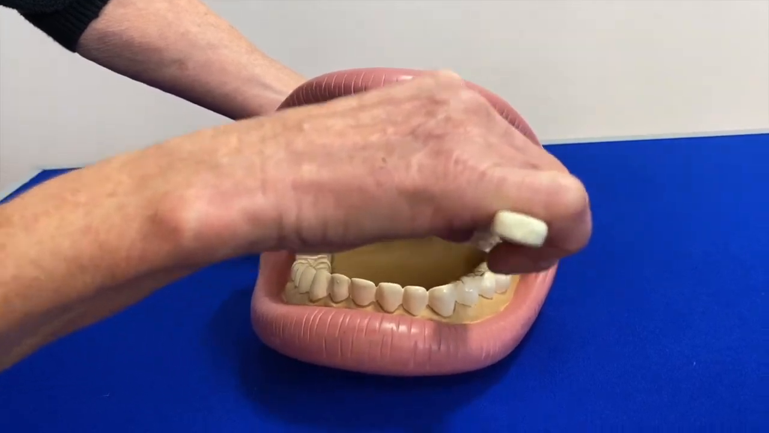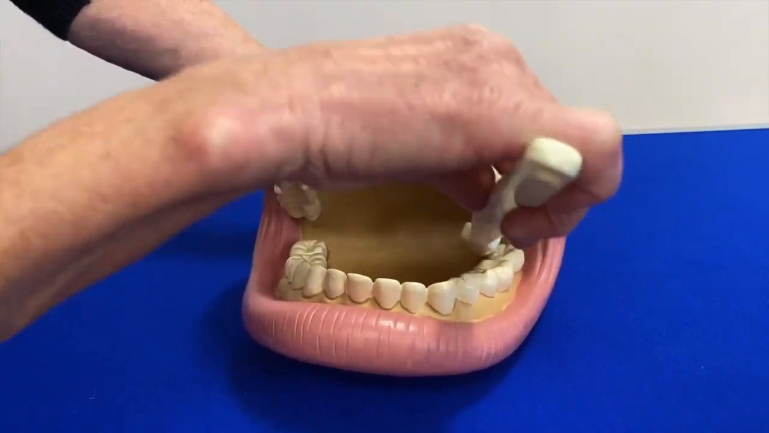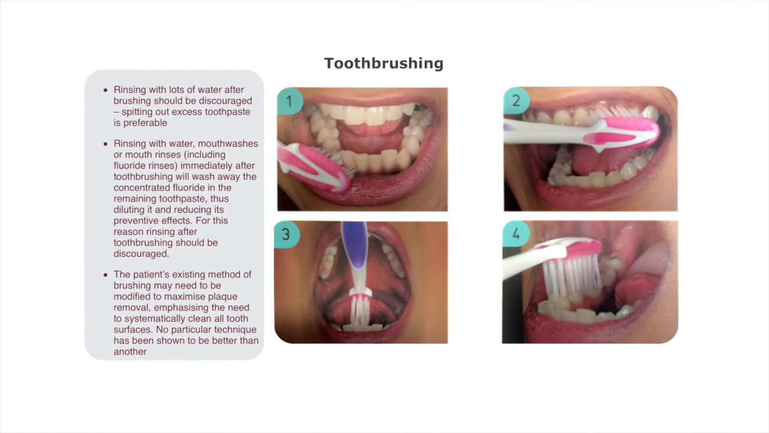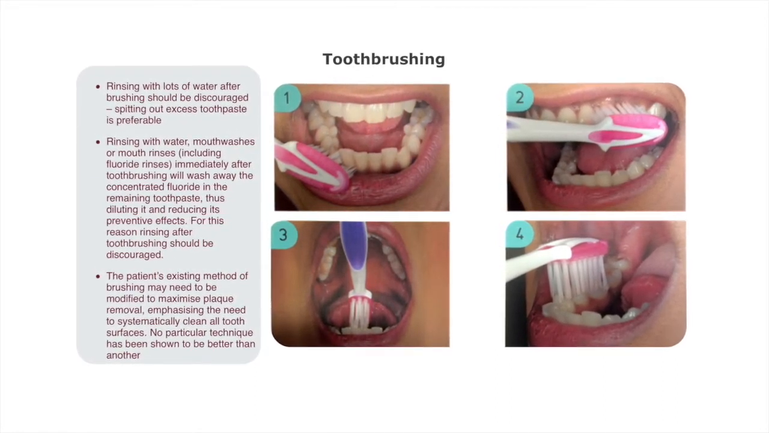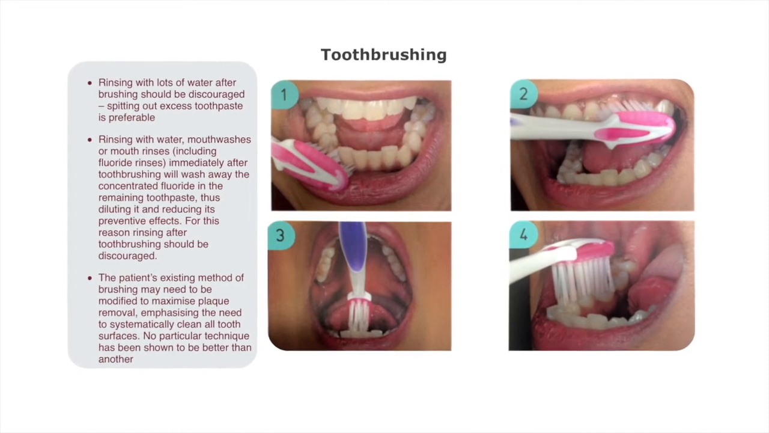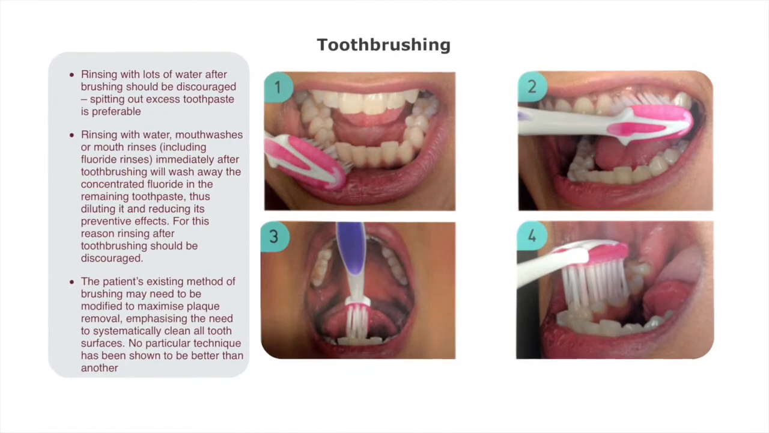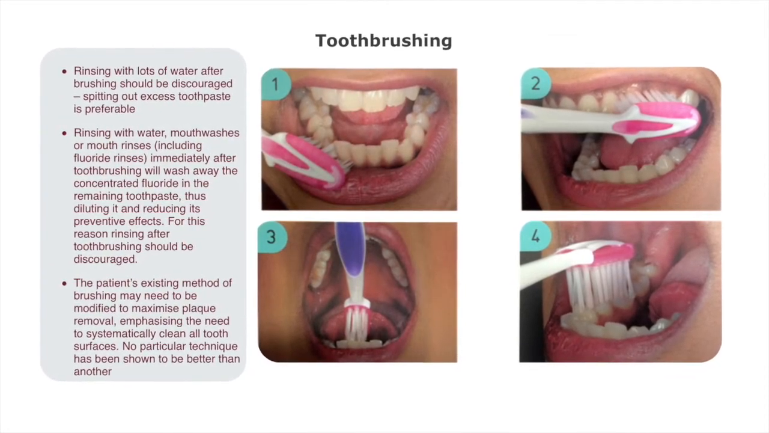Rinsing the mouth immediately after brushing will wash the fluoride off the teeth, reducing its preventive effect. Remember when brushing to ensure that all teeth and gums are cleaned, be systematic in your approach. The outside surfaces, the inside surfaces and biting surfaces should all be brushed, as well as the gum line on the top and bottom teeth.